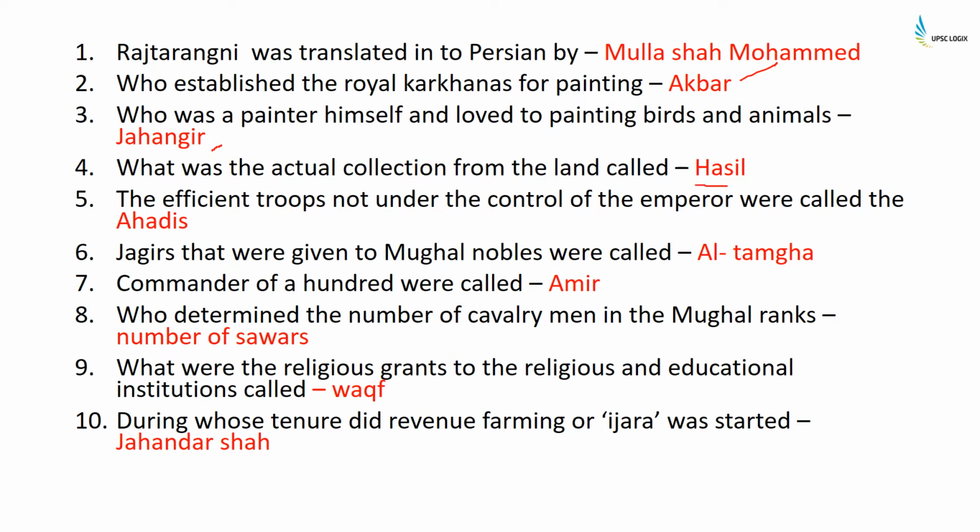The efficient troops not under the control of the emperor were called the Ahadis. Jagirs that were given to the Mughal nobles were called al-Tamga. Commander of 100 was called an Amir. Who determined the number of cavalrymen in the Mughal ranks? It was the number of Sawars.